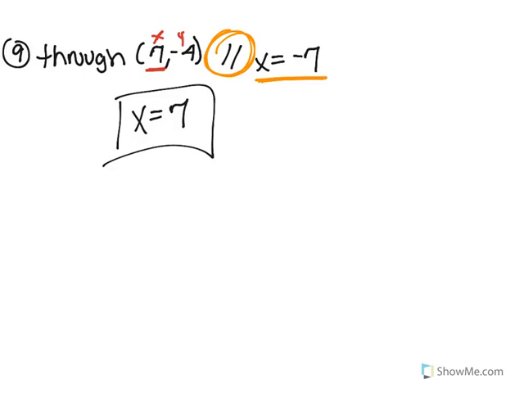Parallel means the same. They got to look the same. They got to move the same way. So if I give you the x line, I need another x line. If it would have been the horizontal one, if I would have given you y equals -7, then the answer would have been y equals -4. That's what parallel means with the special lines.